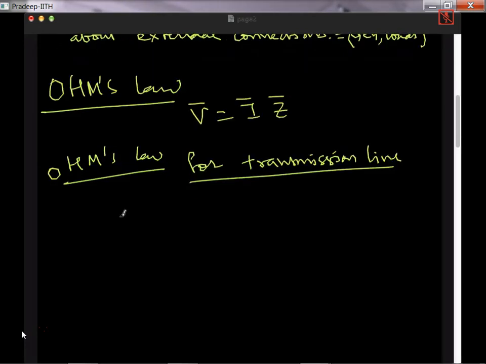So consider a transmission line like this. Let's say this is bus number I and this is bus number J. Therefore, this impedance is Zij. Now I am interested in the current Iij.